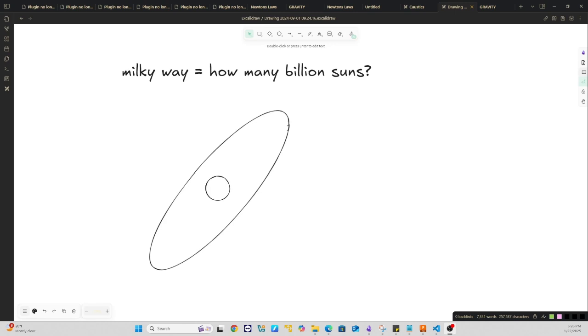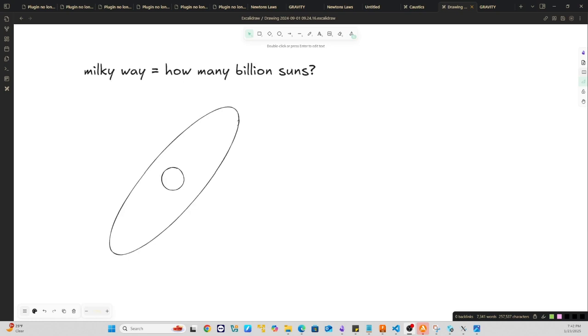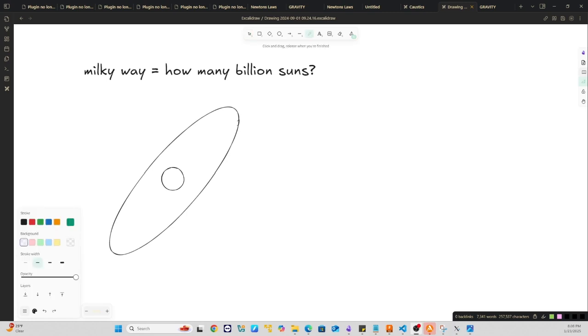Okay, so this physics problem is asking us how many billion suns are equal to the Milky Way, meaning how many billion suns is equal to the mass of the Milky Way. So before we get started in solving the problem, let's go ahead and figure out our knowns, the values we know, and write them down. Okay, so let's start writing down what we know.